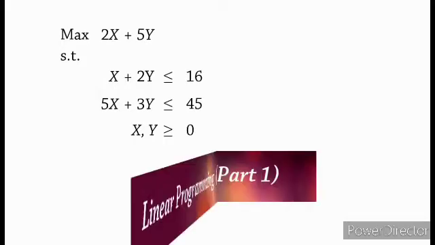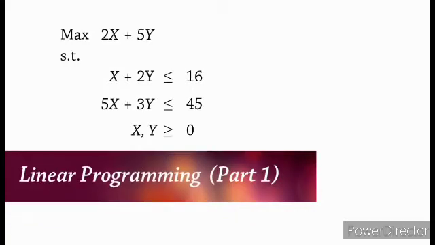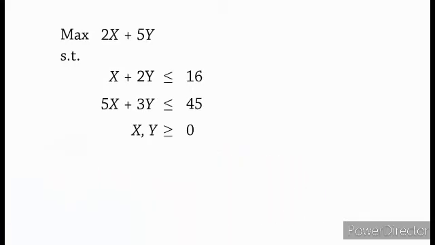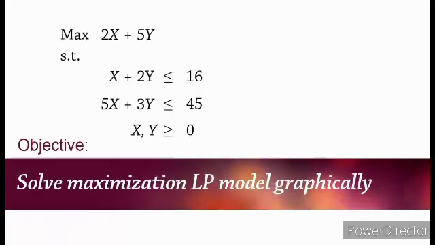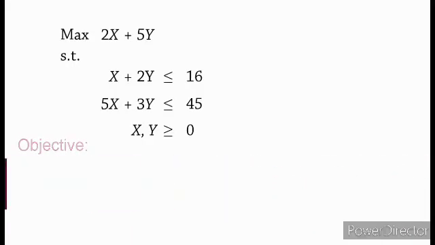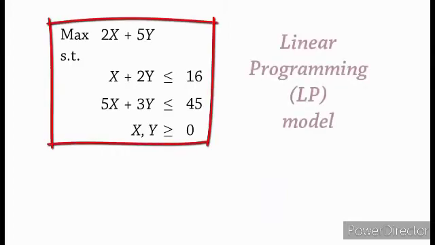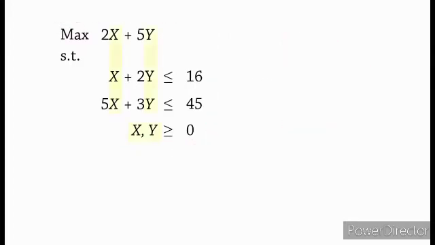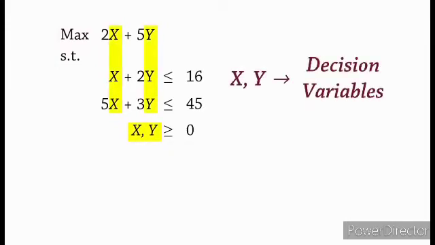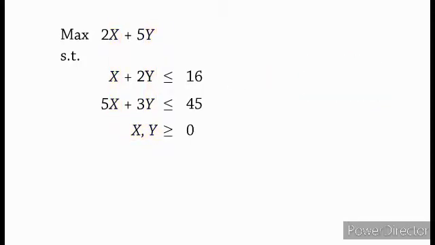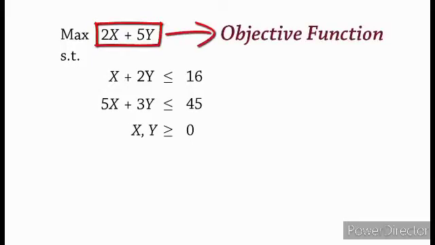Welcome to the first video in this linear programming series. In this video, we will graphically solve a basic maximization linear programming problem using the extreme or corner point approach. What we have here is a linear programming or LP model. The x and y in this model are referred to as decision variables. They tell us what quantity to buy, produce, sell, or transport, and so on. The 2x plus 5y here is referred to as the objective function, which we want to maximize.